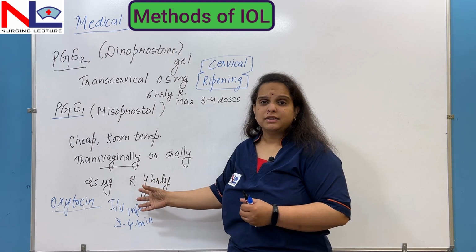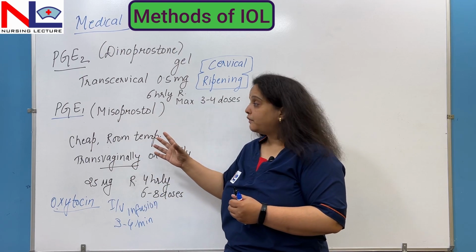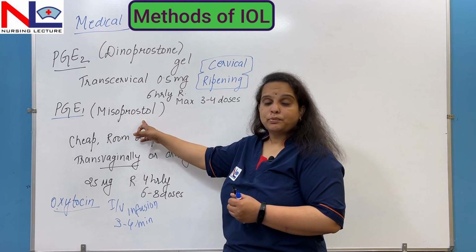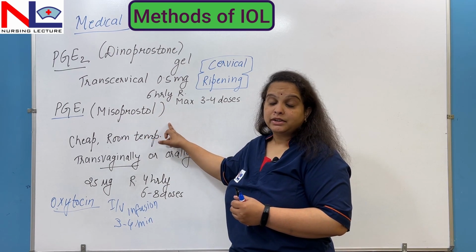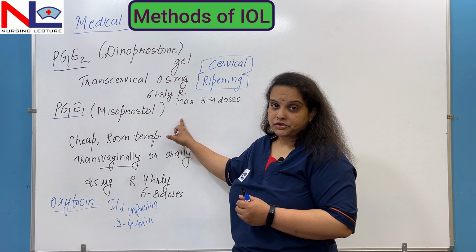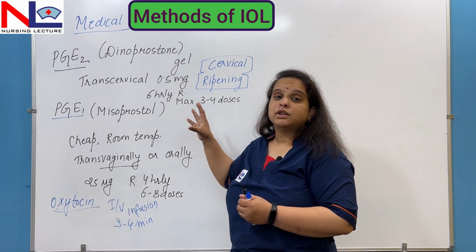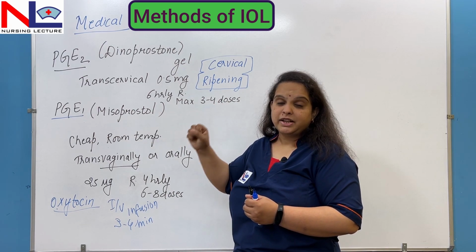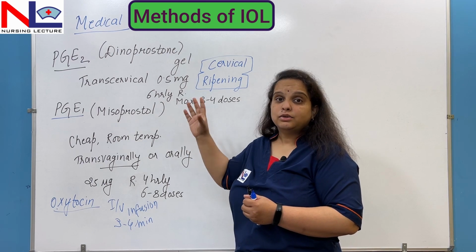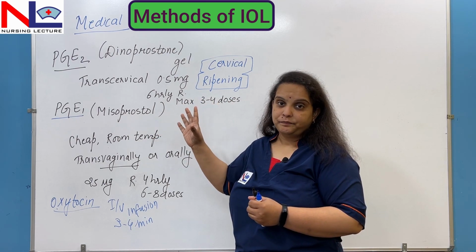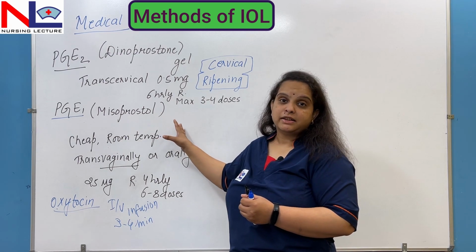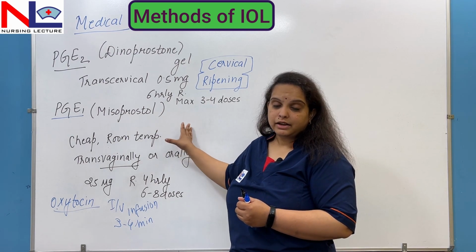So these are the drugs that we can use in induction of labor. But Misoprostol we cannot administer to a mother who had a previous cesarean section, because this drug causes very tetanic, very strong uterine contractions. It may lead to scar rupture if she had a CS. So in previous cesarean section mothers, we can't give this drug.